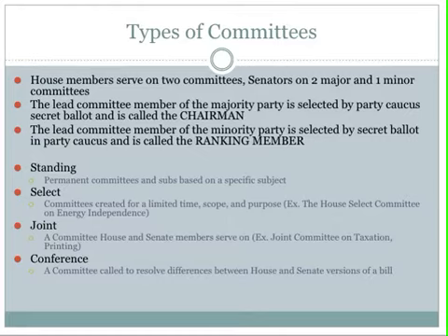Then there's conference committees. A conference committee is called together when they're trying to resolve different versions of a bill, one in the House, one in the Senate, so that they can get the same version ready to go, pass it, and send it to the president.